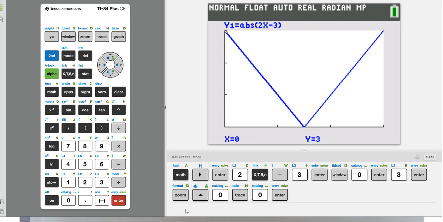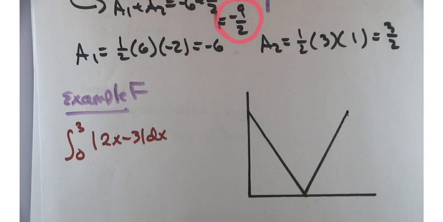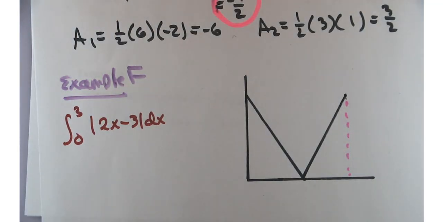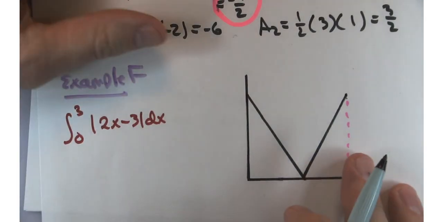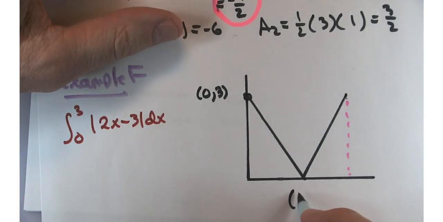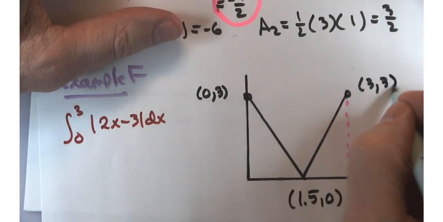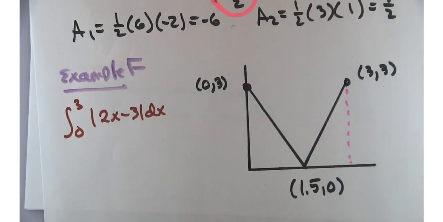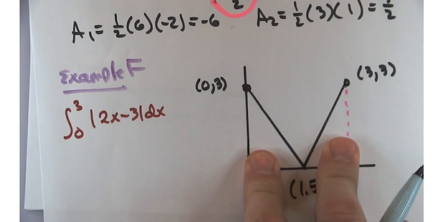So my graph looks like this. I want to find the area between the curve and the x-axis here. How would you do this? What would be your MO on this one? So 0, 3, 1.5 and 0, and 3 and 3. What would you do to try and find the total area between the curve and the x-axis? Any suggestions? Area of a triangle? Do I need to add up the area of both triangles?